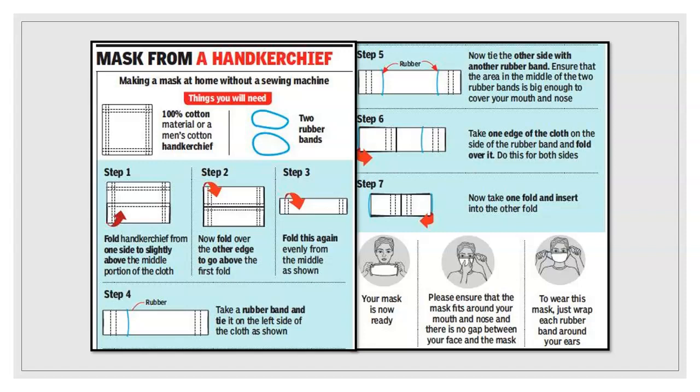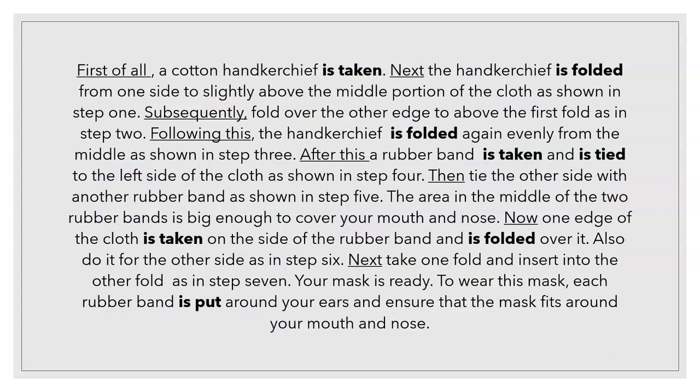Now let's describe the process of making a mask with this handkerchief. Pause the video for a few minutes and try to write the process on your own. In the next slide, we will be showing you a sample of how the process is to be written. First of all, a cotton handkerchief is taken. Next, the handkerchief is folded from one side to slightly above the middle position of the cloth as shown in step 1.